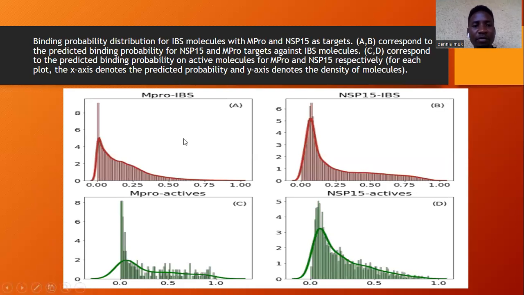So the graph on this side talks about these molecules being predicted binding probability for the MPROs, and then down here the MPROs are active. It is the same for this side, where we have the NSP15, which also corresponds to the predicted binding probability, and below is the NSP15 which are active.